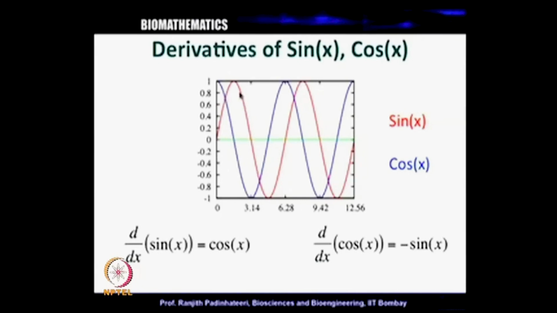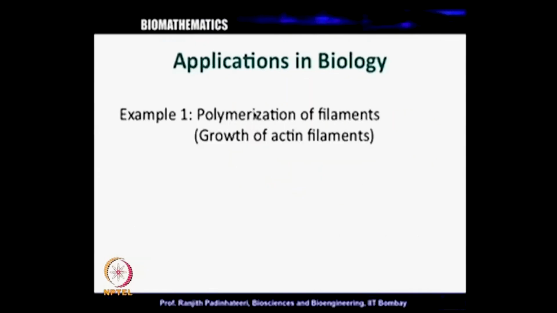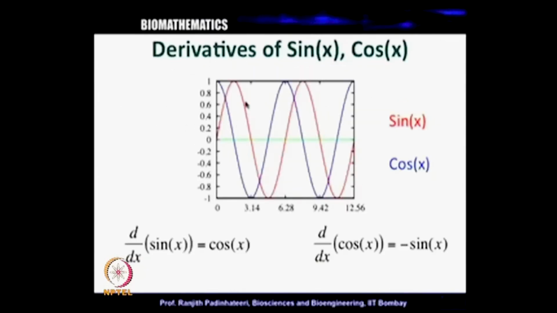And here, if you look at this part, after pi by 2 and before pi, the red curve has a negative slope. It is decreasing as x increases, the function is decreasing. So, it has a negative slope. That means its derivative has to be negative. So, see here, the cos is negative here. So, the cos was positive here, and then it is negative.